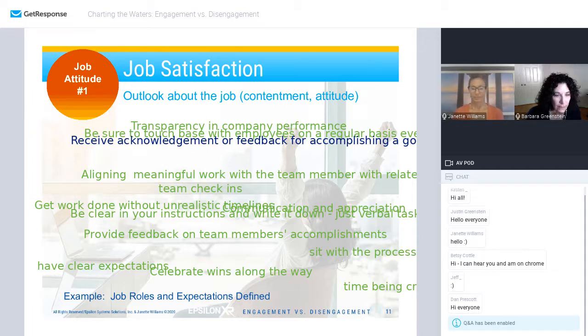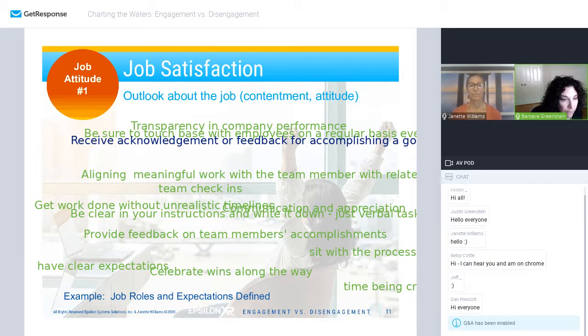And time is up. Are you seeing what I'm seeing, Jeanette? Yeah, lots of comments on feedback. Provide feedback on team members' accomplishments, receive acknowledgement or feedback for accomplishing a goal. I saw something else about that in regards to communication and appreciation, and also clear expectations. We got celebration. So important. Sometimes we forget how important it is to celebrate those wins along the way, and it really does help individuals feel satisfaction for what they've done.